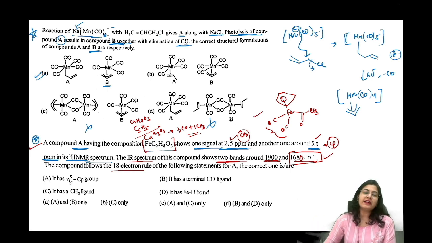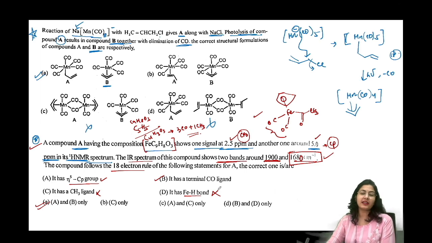Now, it has an eta-5 Cp group, absolutely. It has a terminal carbonyl ligand, yes. It has a methyl ligand, no. It has an iron-hydrogen bond, no. So A and B are the only correct answers. Okay, so these are the correct answers, right?